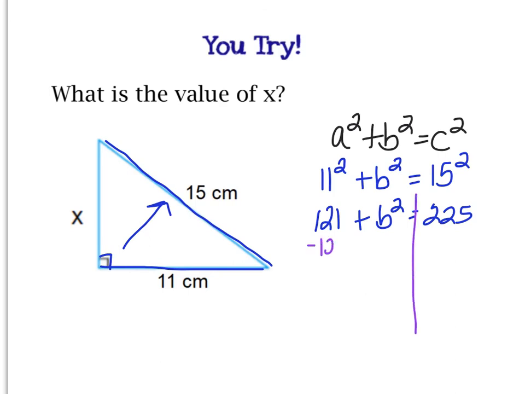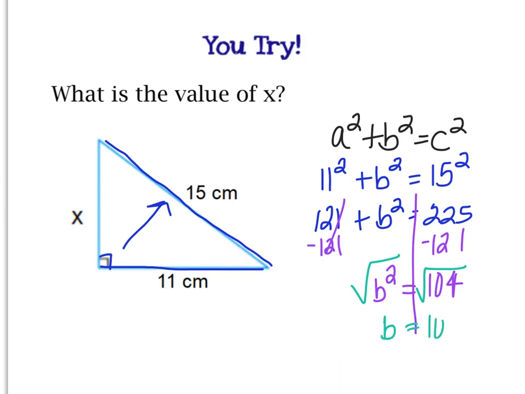I'm going to subtract 121 from both sides. I get b squared equals 104. I'm going to take the square root to get b by itself. And when I do that, I get a really long number of 10.19, and it keeps going.